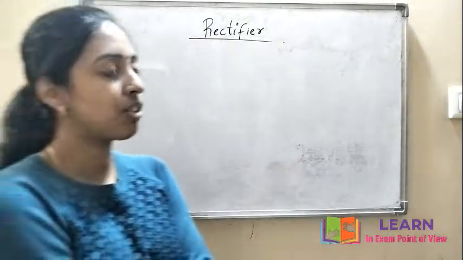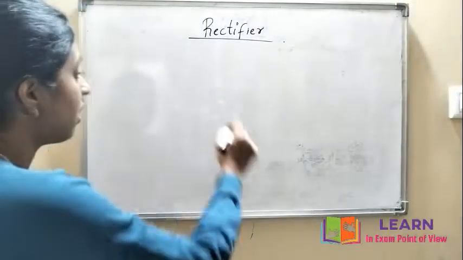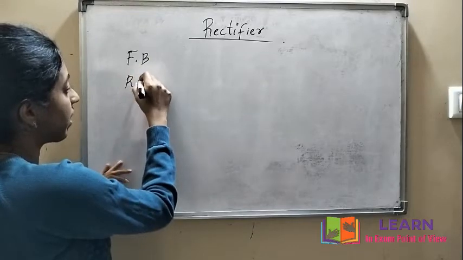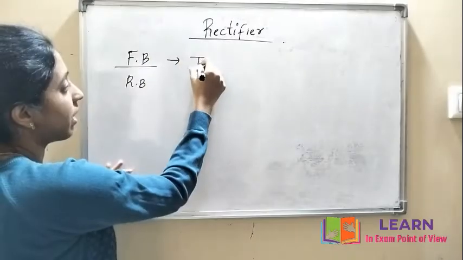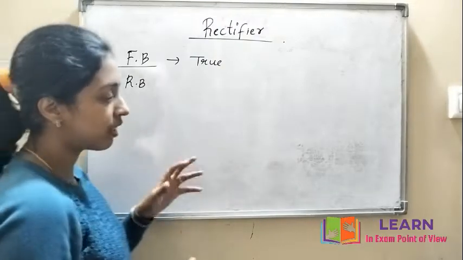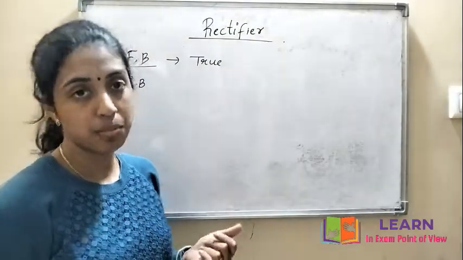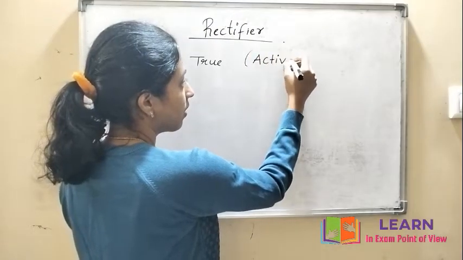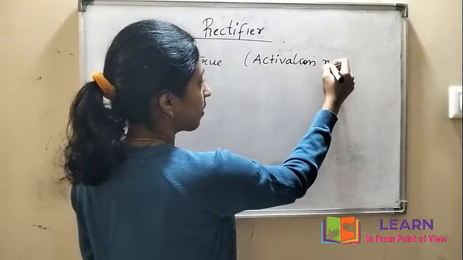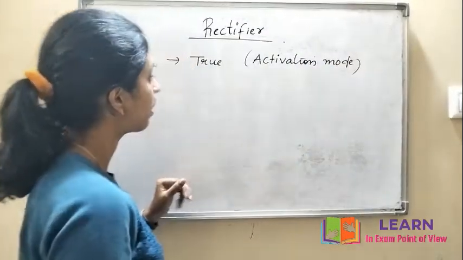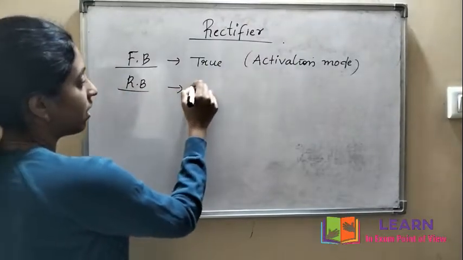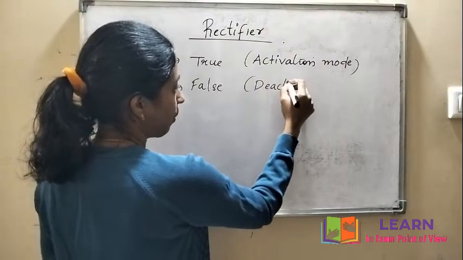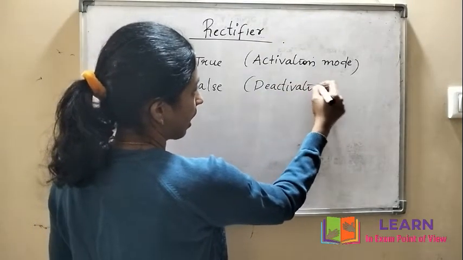In a rectifier, we already studied forward biasing and reverse biasing, right? Forward biasing is called a true connection, and in this case we can call it activation mode, where current passes. Reverse biasing is a false connection, and we can call it deactivation mode, where current is blocked.